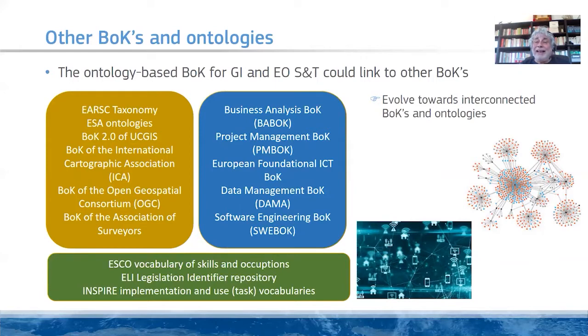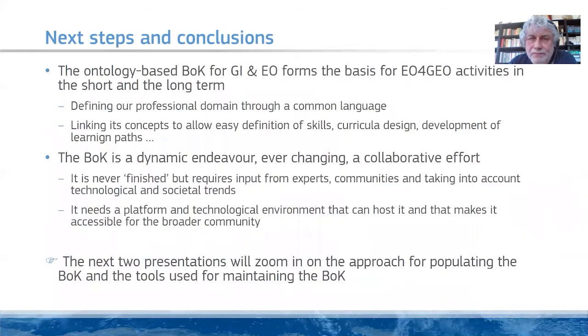So we can rely, at least for the content, on these BoKs because they are not really operational to link to them physically. And there are also vocabularies like the ESCO vocabulary on skills and occupations, and other vocabularies, for example, related to Inspire that can be cross-linked. So we think that we will evolve towards interconnected BoKs and ontologies. And with this slide, I want to end my presentation.